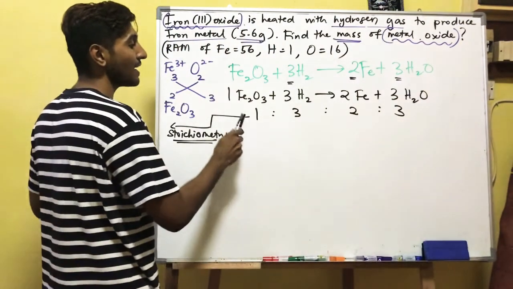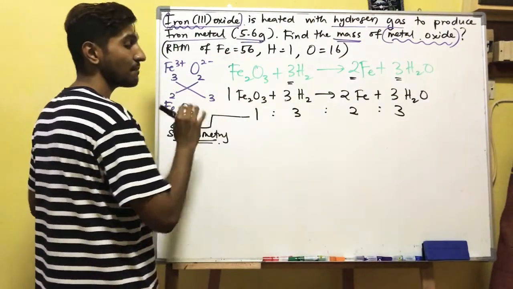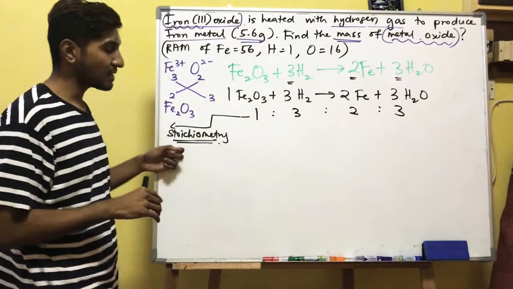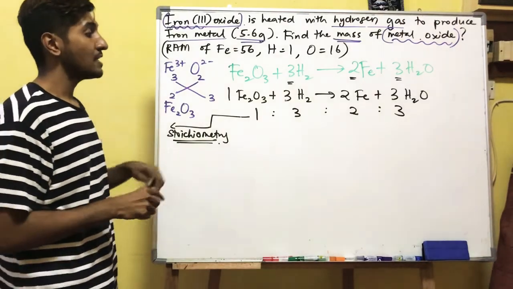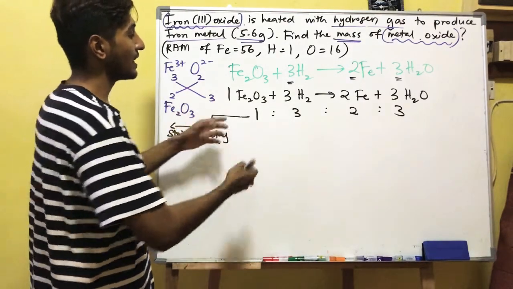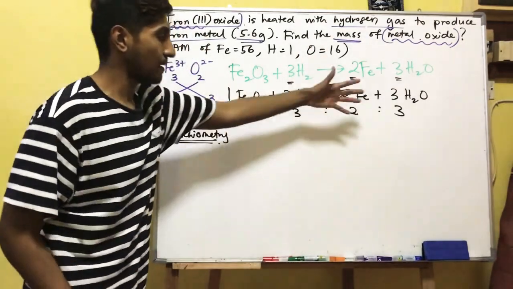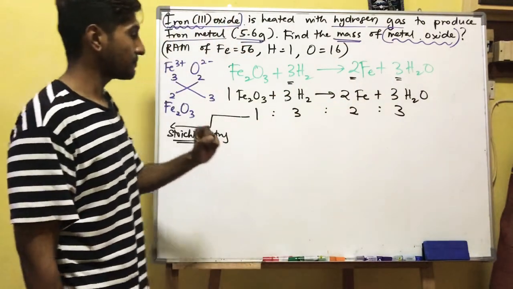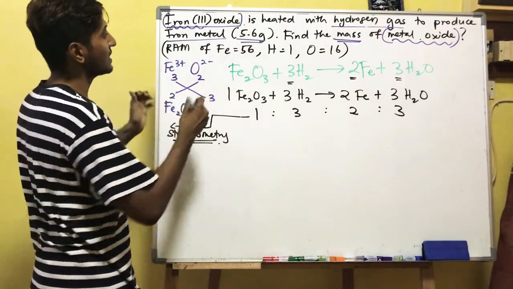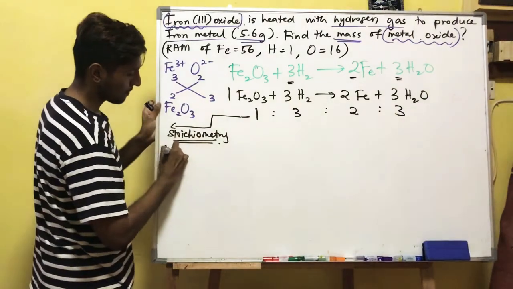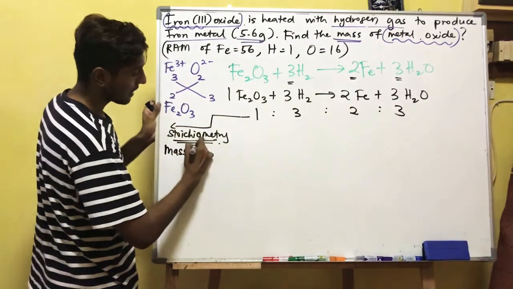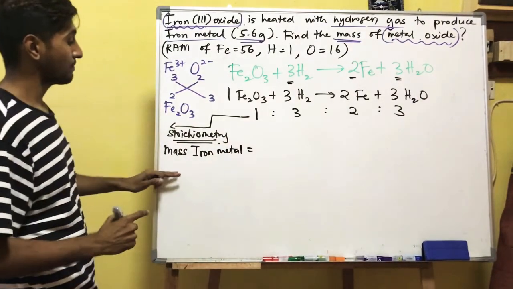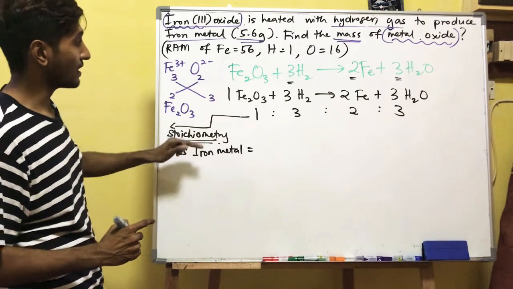Jadi maksudnya nisbah yang terhasil apabila persamaan ni sudah seimbang, nisbah yang terhasil itu akan digunakan dalam pengiraan stoichiometry. Okey, stoichiometry itu apabila kita nak cuba kaitkan bahan bertindak balas dengan bahan yang terhasil. So sekarang maklumat yang kita ada, kita sudah ada jisim iron metal. So we already have the mass of the metal iron, which is 5.6.